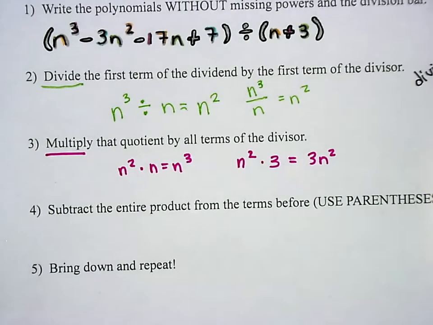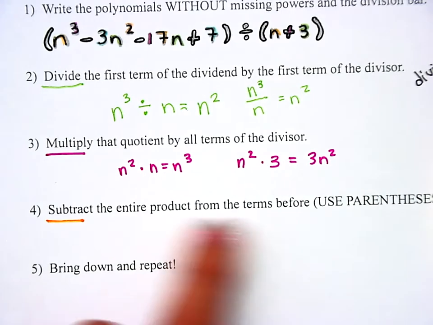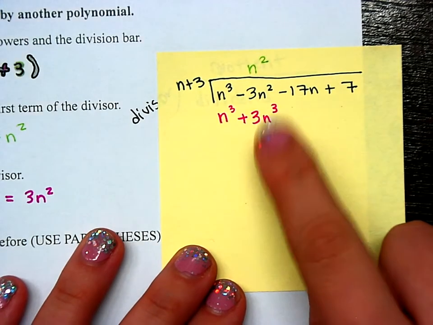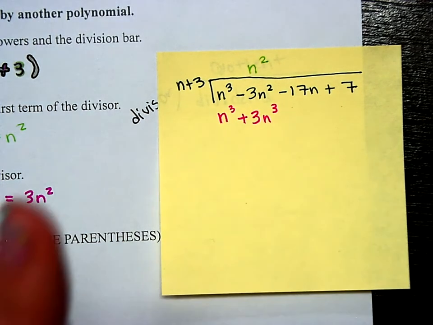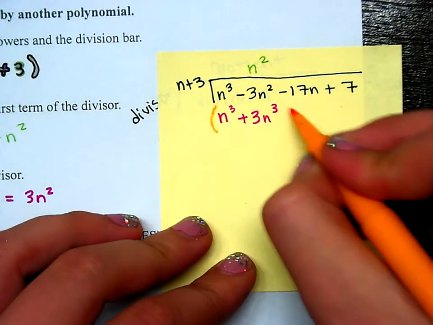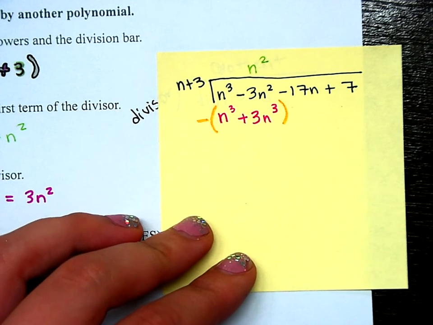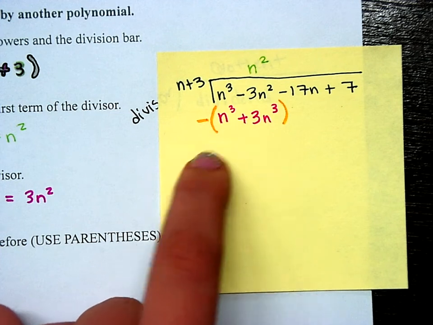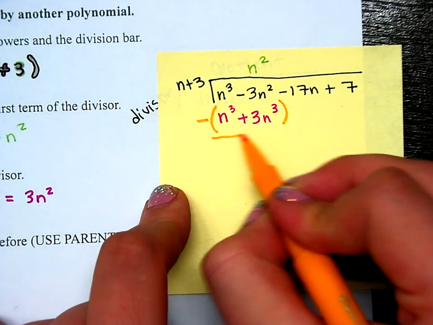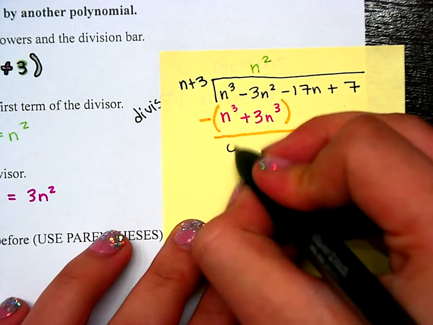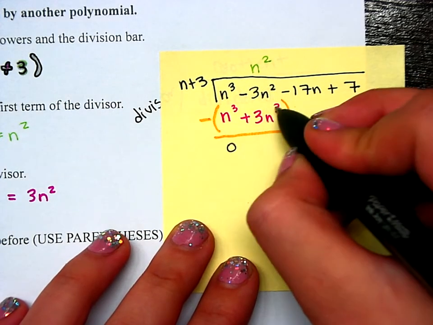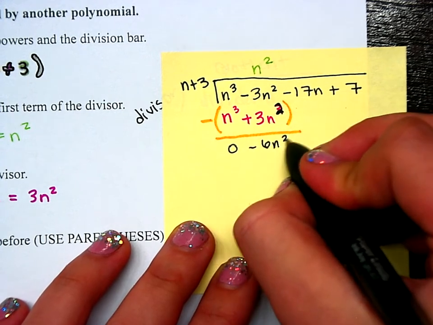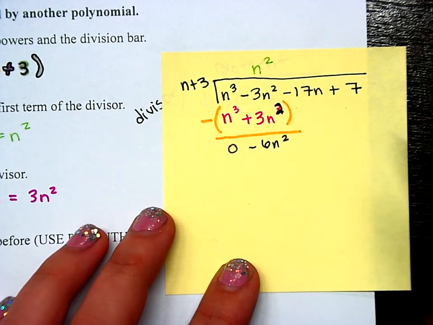And this step says to subtract this entire product from the terms before it. Use parentheses. I cannot stress this enough. This is typically where I see the most amount of mistakes. So your alarm should be going off. Pay attention to this. When I subtract, I use parentheses every single time. Okay, that tells me I'm subtracting this entire piece right here. So when I do n to the third minus n to the third, that gives me 0. And then when I do negative 3n squared, that should say squared right there, sorry guys, minus 3n squared, that's negative 6n squared. Notice if I hadn't put parentheses, I would have done that incorrectly.